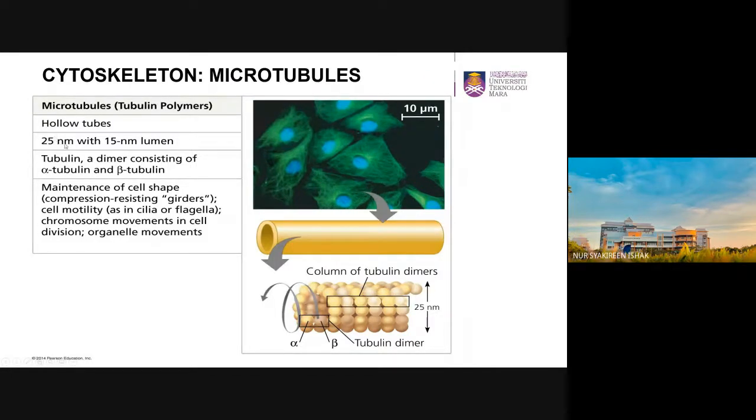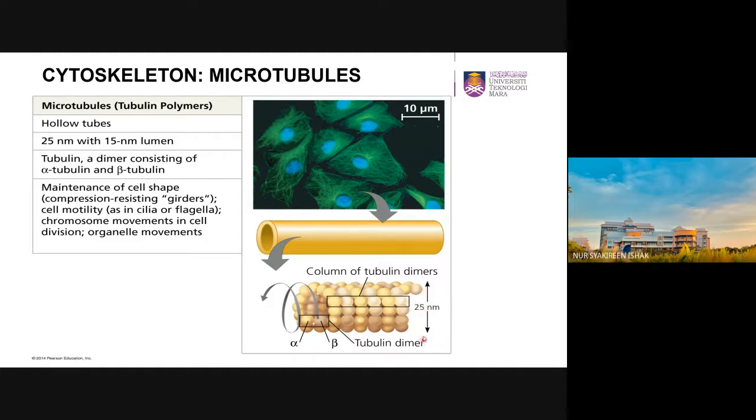And then it is made up of protein in the form of globulin. We learned there is fibrous protein and globular protein. Globular protein has a globule shape, round like that. So tubulin, which is a dimer consisting of alpha tubulin and beta tubulin. So this is a dimer. So they will arrange until it forms a hollow tube of 25 nanometer in diameter.